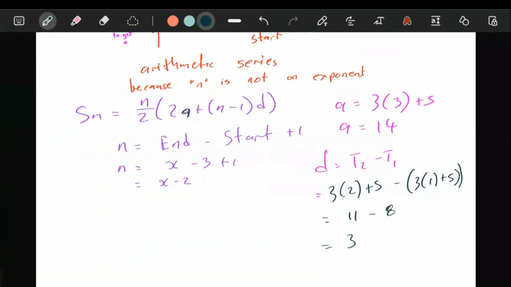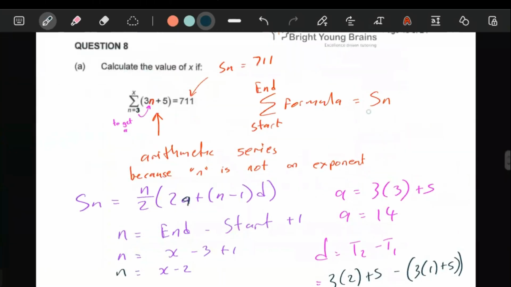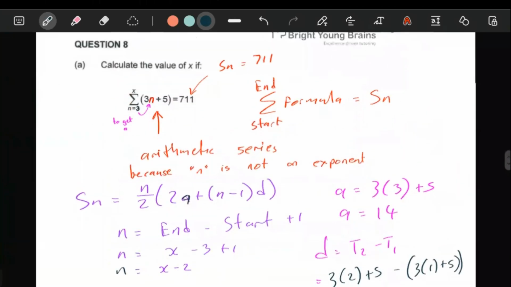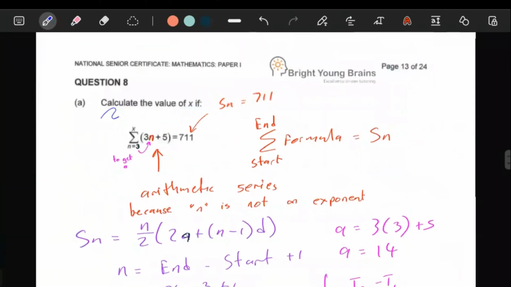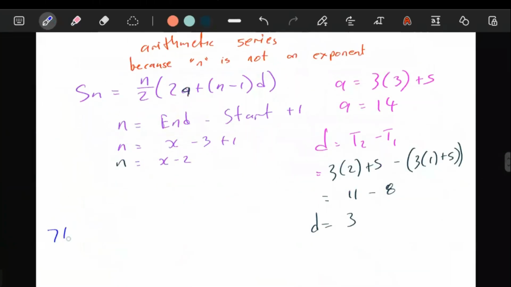So all this is okay. From here, you have your value of d, you have your value of a, you have a value of n. So you can just throw all that into this equation because remember, you also have Sn. Sn is just 711. So you have everything, you see? So putting everything into your equation, you can easily then solve for x here as they want. Sn is 711, and we said n is x minus 2. And then a here is 14. n is x minus 2 minus 1 there.